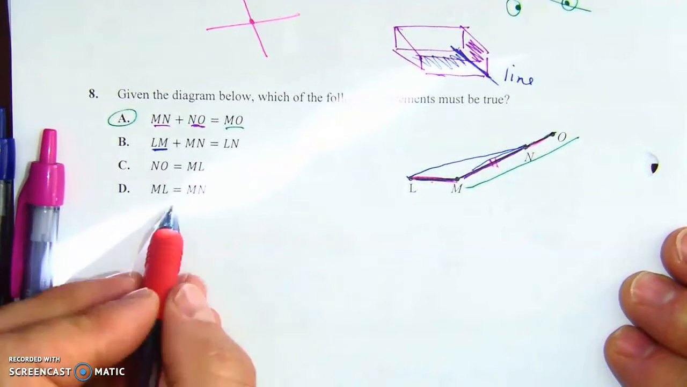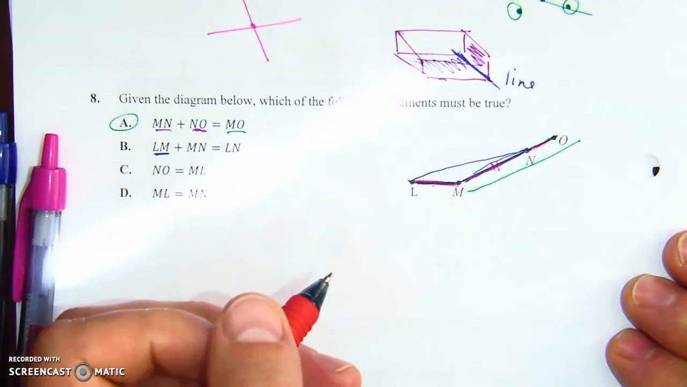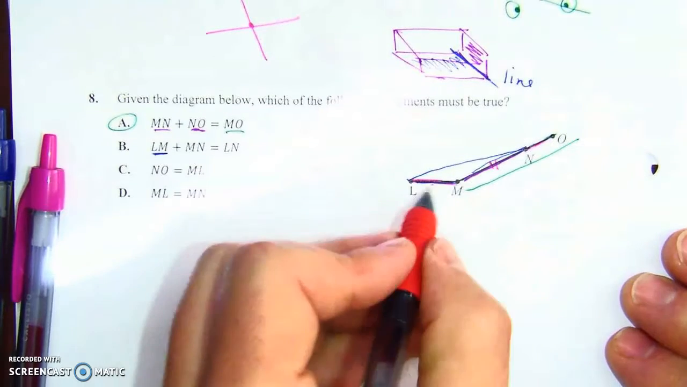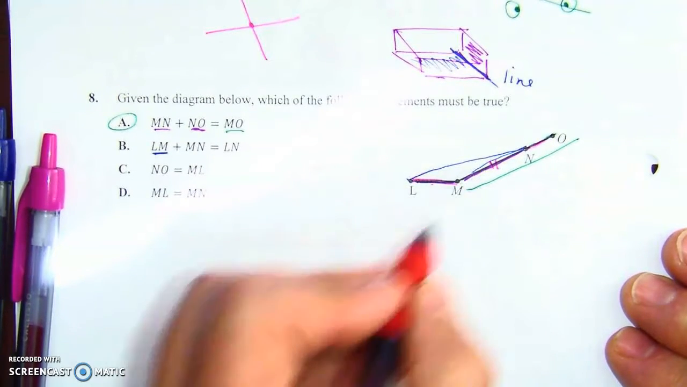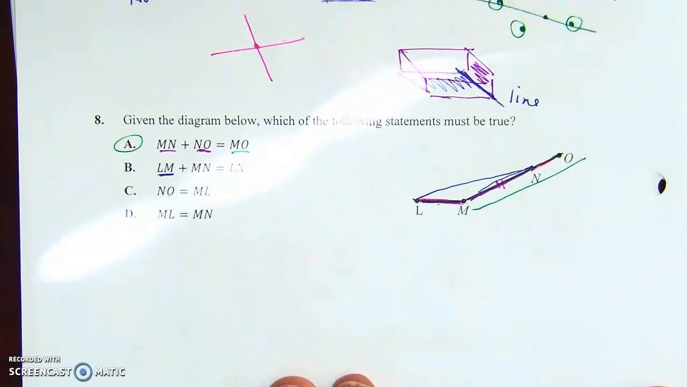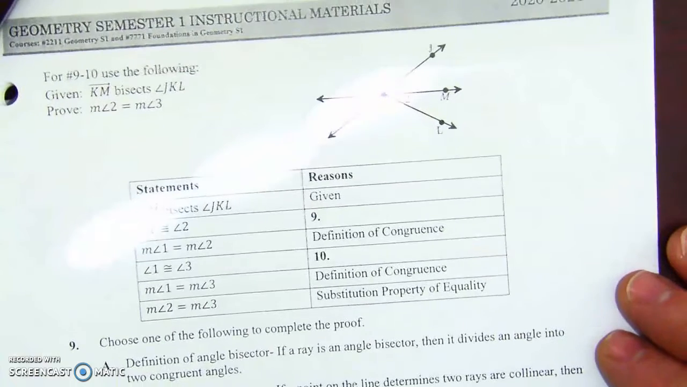And then the last one, ML, which is right here, and the MN, we look at them and we know they're not going to be equal to each other, especially if I were to fold it in this one and match it and lay it on top of this one. So our answer for number 8 is A.